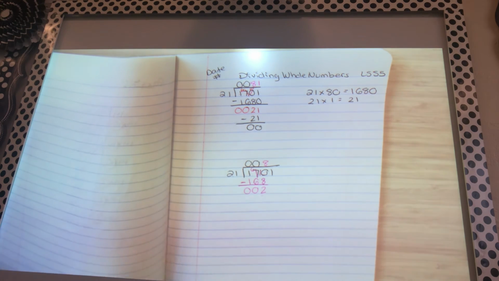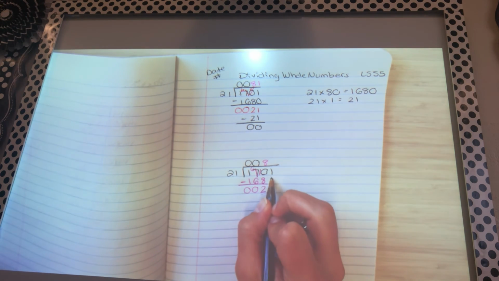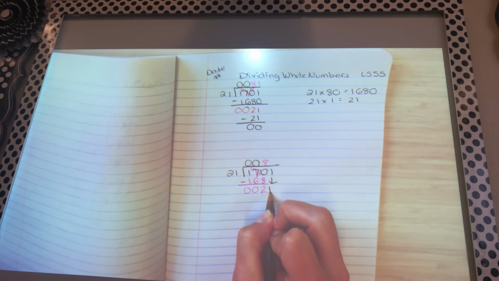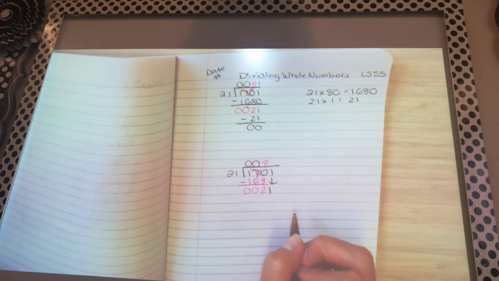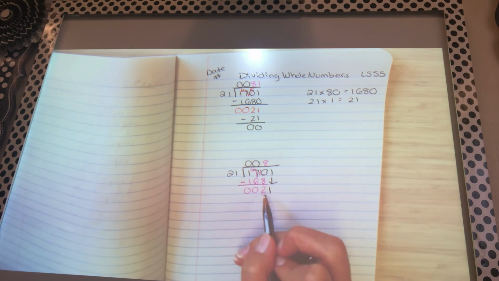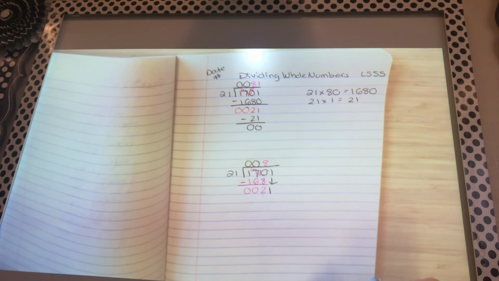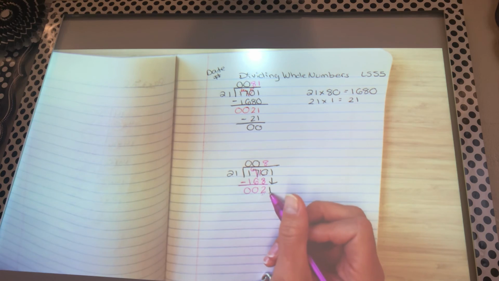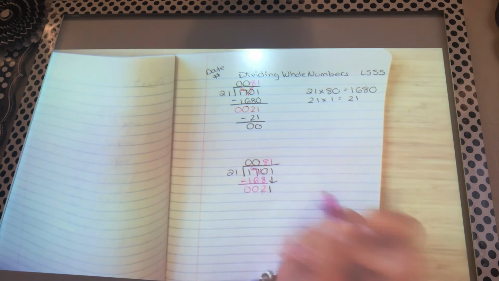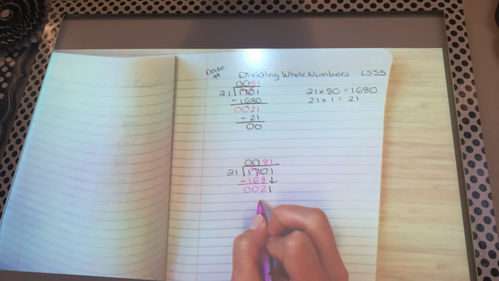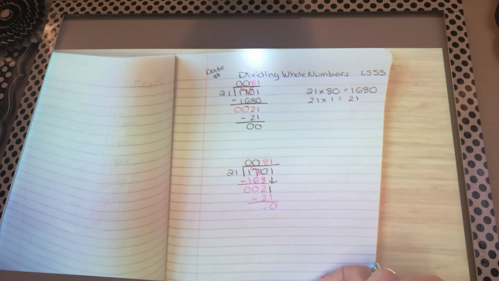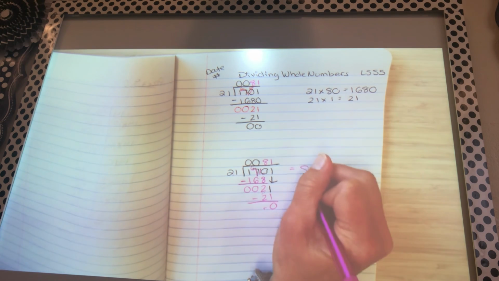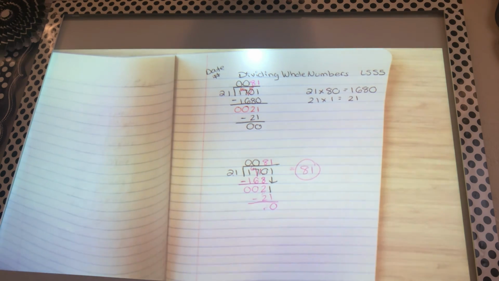When I fair trade, all I'm doing with division is bringing down the next place value. So now I have 2 tens and 1 one, so that's 21 ones. That's my fair trade. So 21 ones, can I put those in 21 different groups? Yeah, I can. How many times? Well, 21 is divisible by 21 one time. And 21 times 1 is 21. I subtract and I have a remainder of 0. So that means my quotient is 81. And that is all.